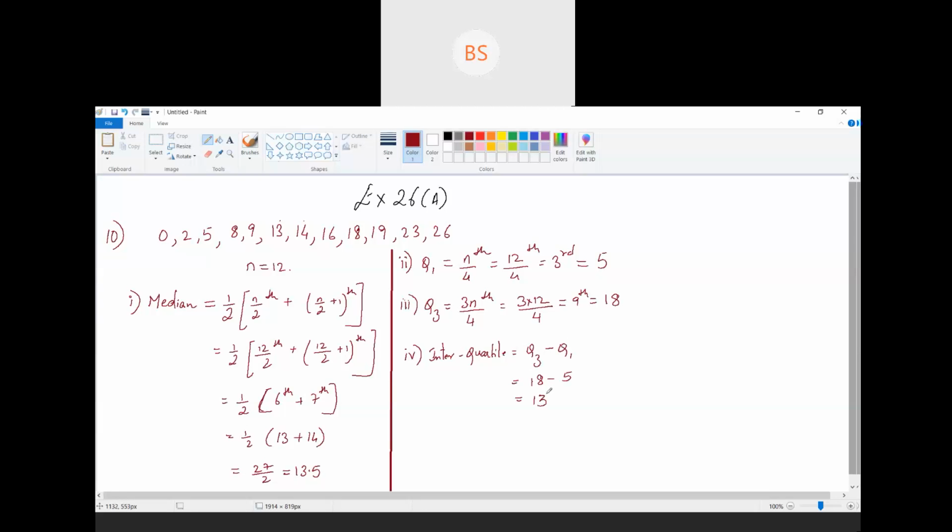In the textbook it is there, semi-interquartile. Yeah, they've given it in the textbook, but in our syllabus we don't have it. You won't get questions related to it in your 10th board. Okay, so we don't have to do that.